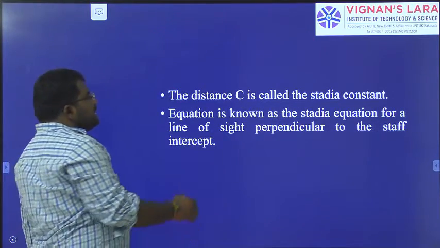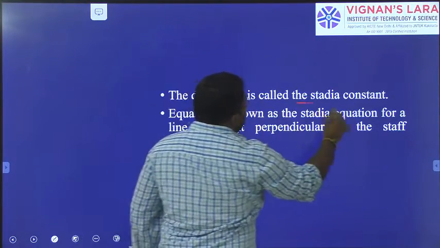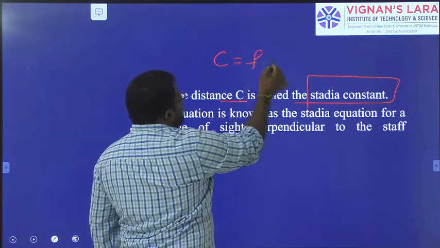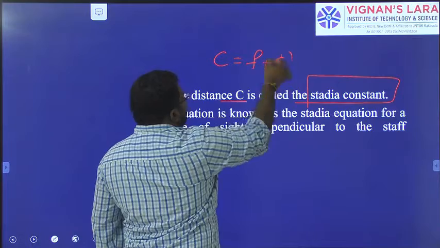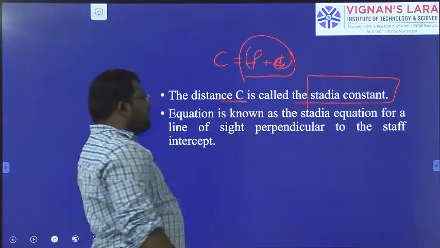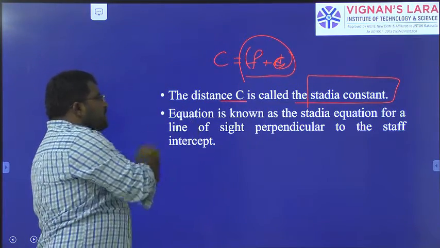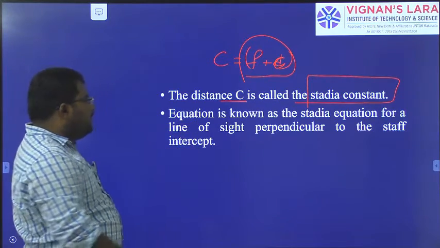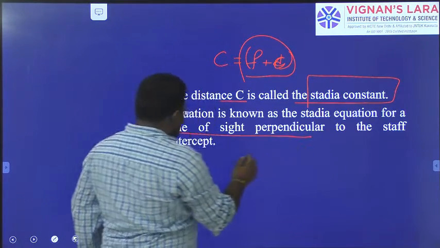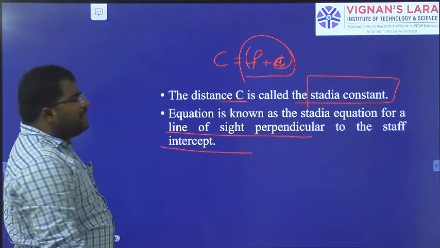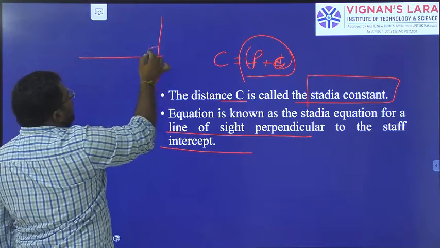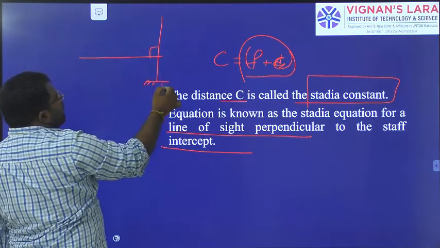Now the distance c is called the stadia constant, that is f plus small d. F plus d is called the stadia constant, and this equation is also known as the stadia equation for the line of sight perpendicular to the staff intercept. So the line of sight is perfectly perpendicular to the staff.